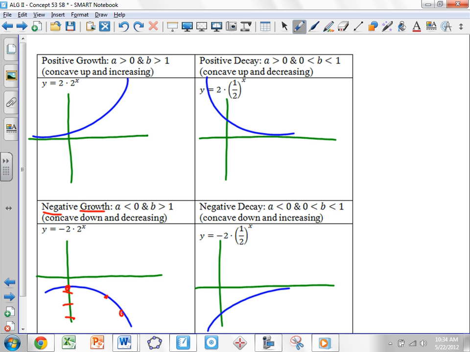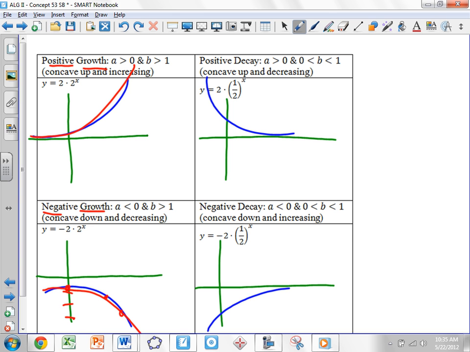Again, think about this for a second. This function is growing. It's getting larger in the positive direction, so we call that positive growth. This is still growing, but it's just growing down. Believe it or not, again, look at it. It's growing, it's getting further from the x-axis. It's growing, but it's growing downward. Okay?